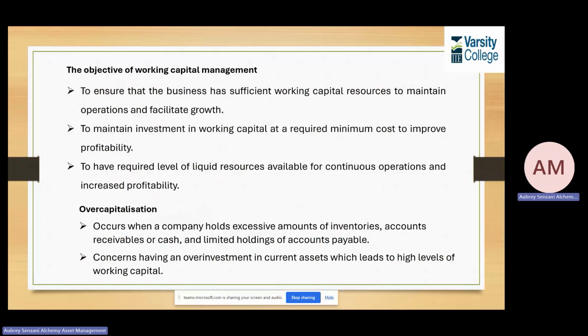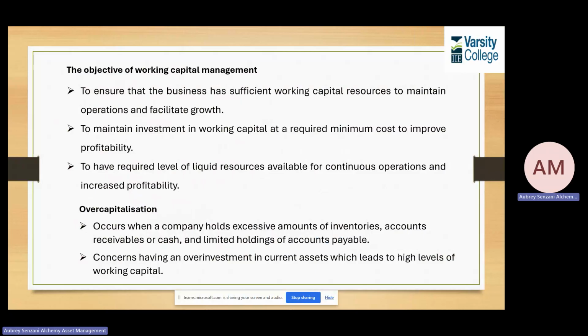Now here, the objective of working capital management, okay? You guys must be able to speak to these. These are the type of things that they could very well bring in a test or an exam. To ensure that the business has sufficient working capital resources to maintain operations and facilitate growth. So it's not just about maintaining your operations, but also facilitating growth. Then to maintain investment in working capital at a required minimum cost to improve profitability.